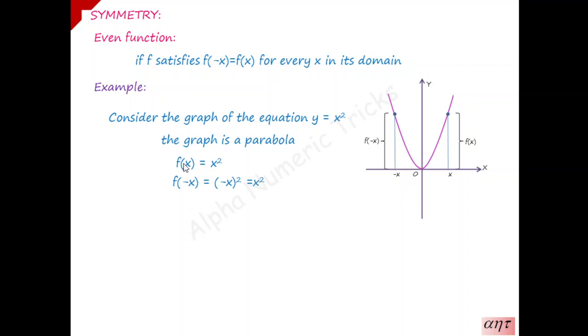So when f of x is equal to x squared, and we substitute x equal to minus x, minus x the whole squared is equal to x squared, which is again equal to f of x. So f of minus x is equal to f of x. From this we can conclude that it is an even function, that is, it is symmetric about the y-axis.